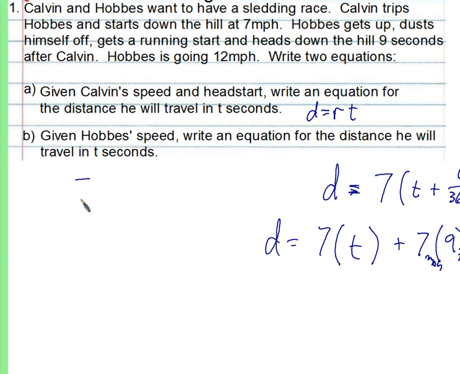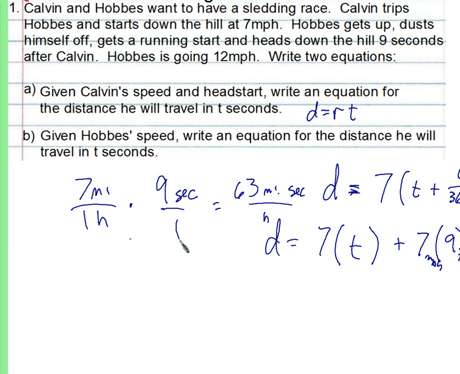Because if I multiply 7 miles per 1 hour times 9 seconds over one, what I get is, well, what do I get here? I get 63 milliseconds, right, over hours. I didn't cancel the hours, and now I picked up this weird unit of milliseconds. I don't know what a millisecond times a second would be. Right, so we do have to convert it to hours.